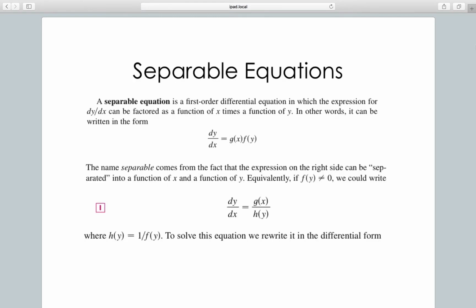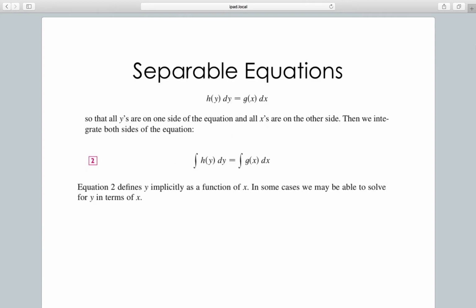A separable equation is a first order differential equation, meaning first order just means it only involves the first derivative. And it can be written in this form: dy/dx equals the product of g of x times f of y. So if it can be written in that form, it's considered separable, and I'll show you why.